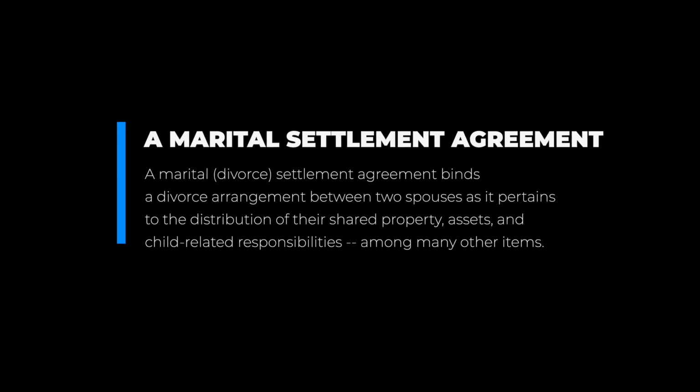First, let's define exactly what is a marital settlement agreement. A marital or divorce settlement agreement binds a divorce arrangement between two spouses as it pertains to the distribution of their shared property, assets, and child-related responsibilities, among many other items. Not only does it record the couple's terms, but it also serves to accelerate the process in court.